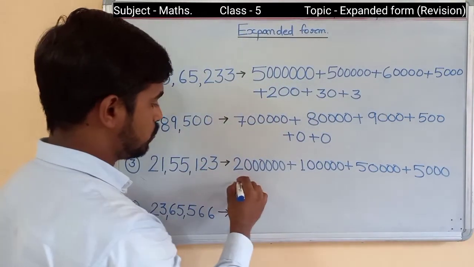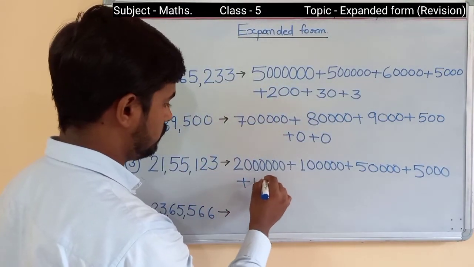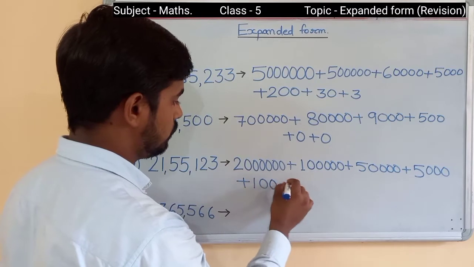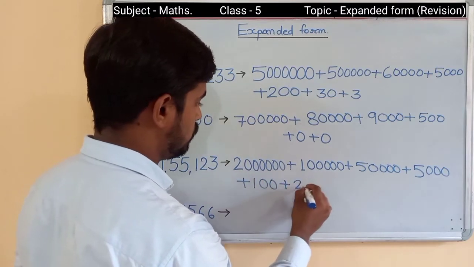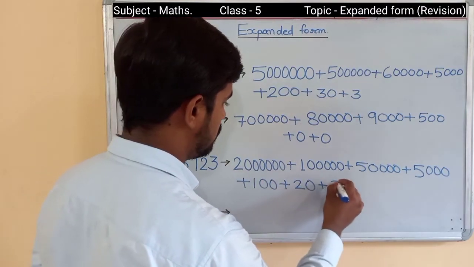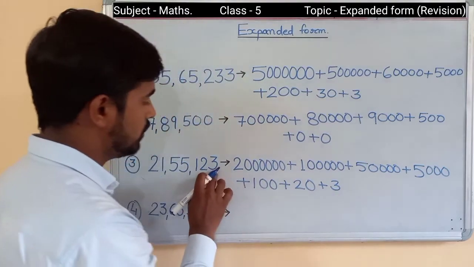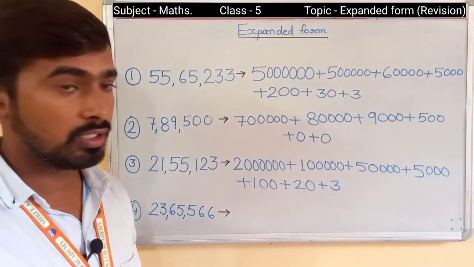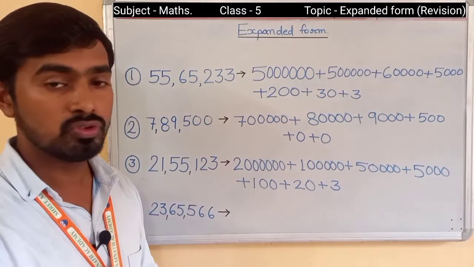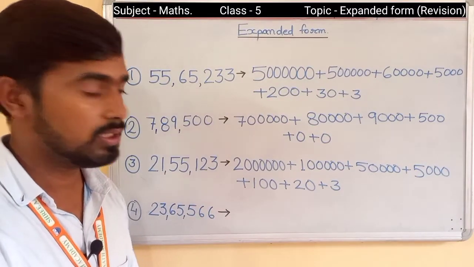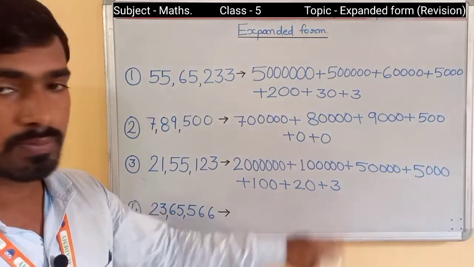Okay, children. Now this one 1, 2 digits, 2 0. Then 1 0 and this one 3. 3 is alone because there is no extra number behind the 3. So 3 alone will come on ones place.